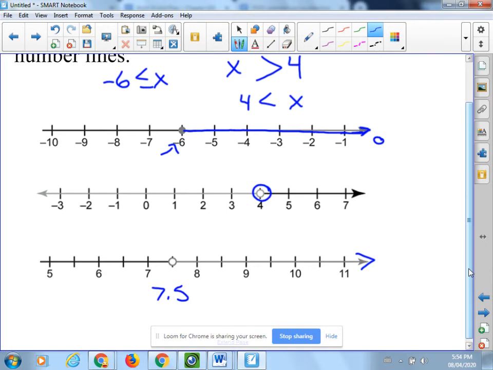It's going that way. And this one was going this way. I'm sorry, this is really hard to see with the colors. So 7.5, 8, 9, 10, 11, those are all possible answers, which means that 7.5 has to be less than any potential values of x.